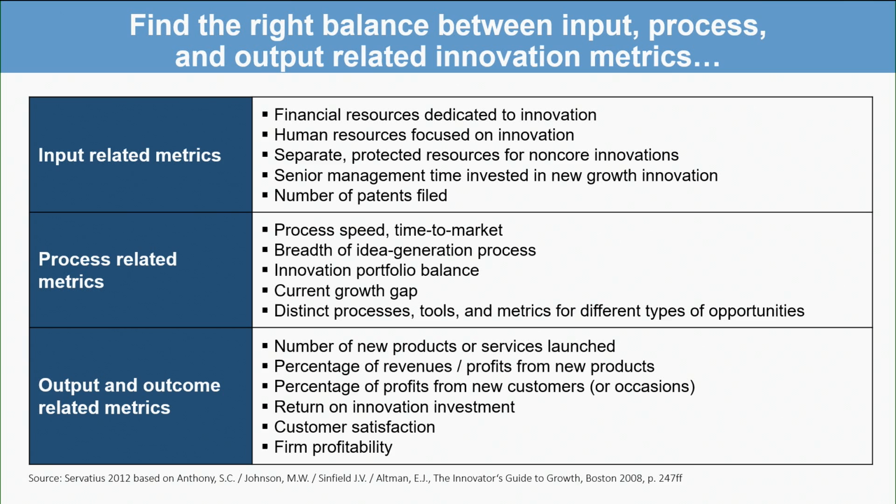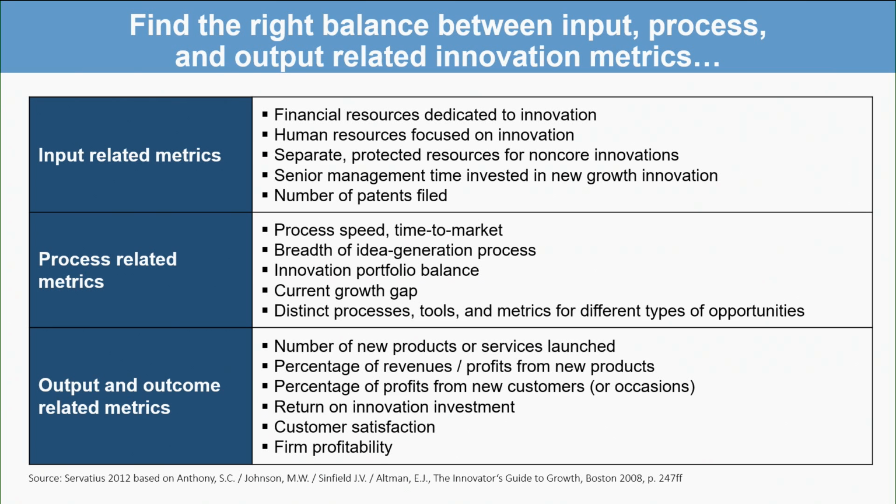And so input-related metrics beyond those mentioned before could be something like financial resources dedicated to innovation. So how big is our budget? How many human resources are we putting in? Do we have separate protected resources for also non-core innovation? Meaning, do we only innovate in the core of our company? Do we only do exploitation? Or do we also have dedicated resources for exploration, for really reaching out for more radical disruptive innovation?